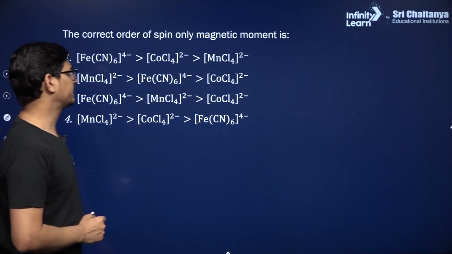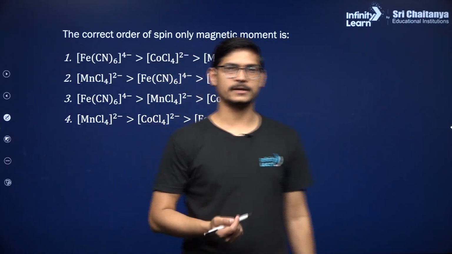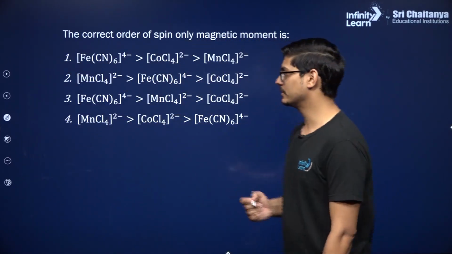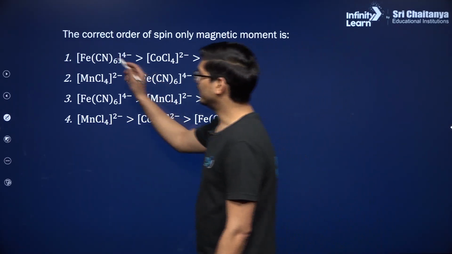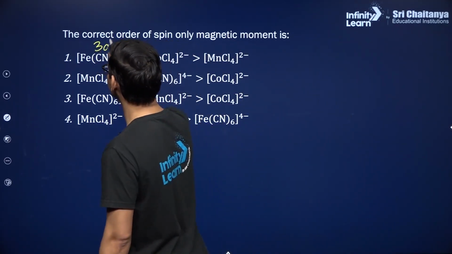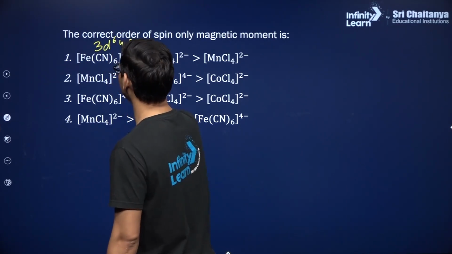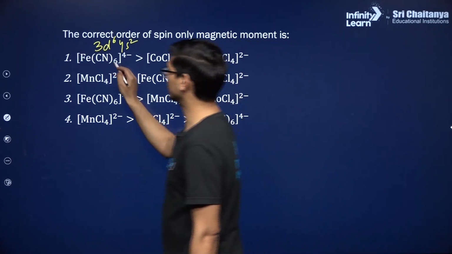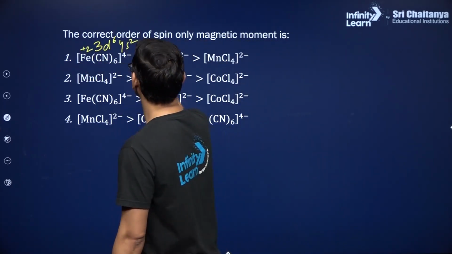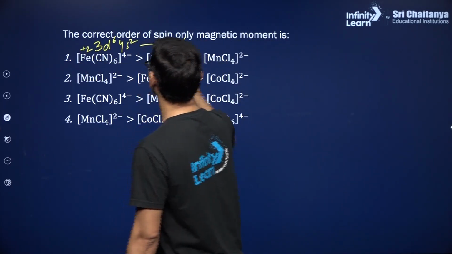The correct order of spin-only magnetic moment. Spin-only magnetic moment is because of the unpaired electrons. So we just have to count the number of unpaired electrons, right? So let us look at that. Iron is 3d6 4s2, and in [Fe(CN)6]4−, iron is 2+. You can calculate the oxidation number, which makes iron 3d6.